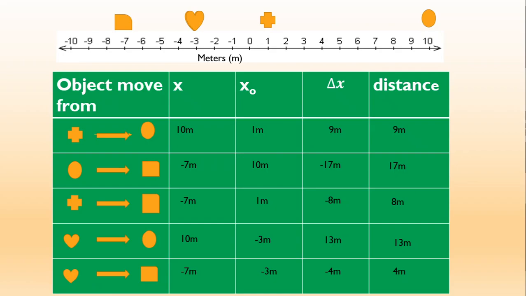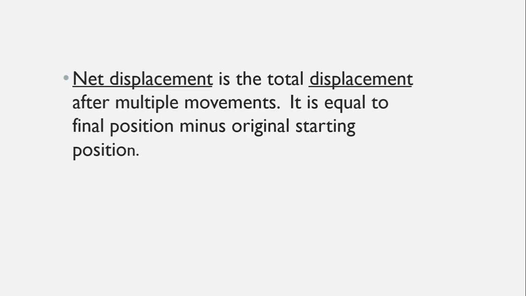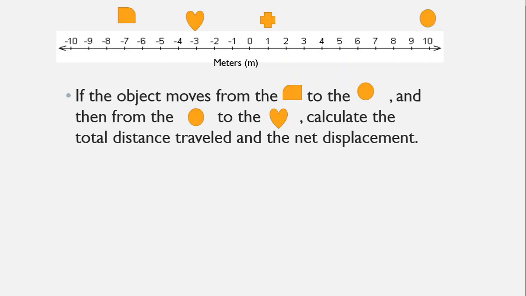Okay, so you can pause right here if you want to get these down. Otherwise, I'm going to move on. Okay, so net displacement is the total displacement after multiple moves. Okay, it's equal to the final position minus the original starting position. Okay, and here's some more examples.